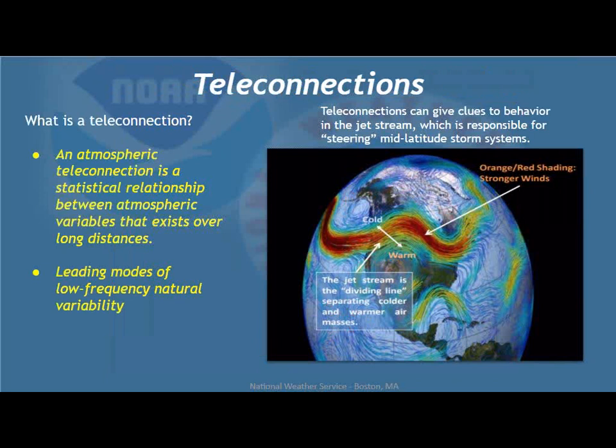This is important because by recognizing when these variations are going to occur, we can get some clues on what kind of weather to expect, especially with respect to behavior in the jet stream. As we know, the jet stream is critical to forecasting in the mid-latitudes because it tends to be the divider between colder and warmer air. The jet stream is often responsible for producing many of the mid-latitude storm systems that we see in the United States. Next slide.